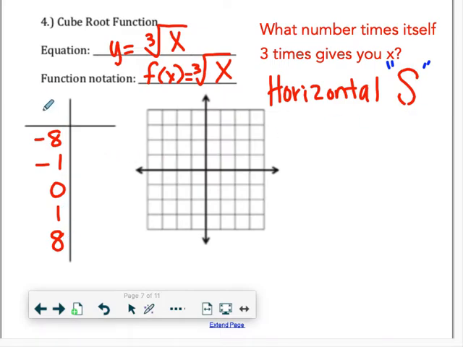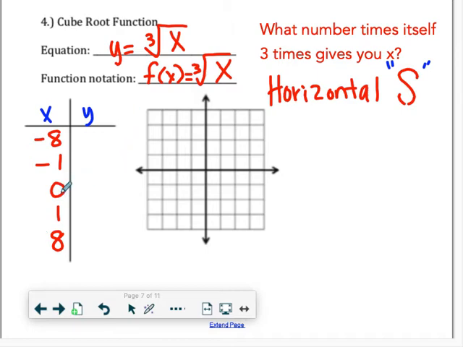So this is our in and out table that we're going to look at. -8, -1, 0, 1, and 8. Those are the only numbers that we can take the cube root of between -10 and 10 and not get a decimal. You can take the cube root of any number, but you get a lot of decimals if they're not these nice, perfect cube numbers.